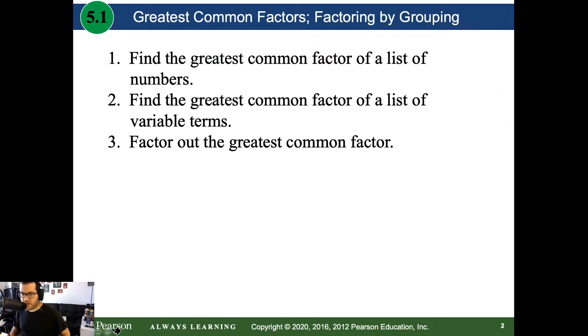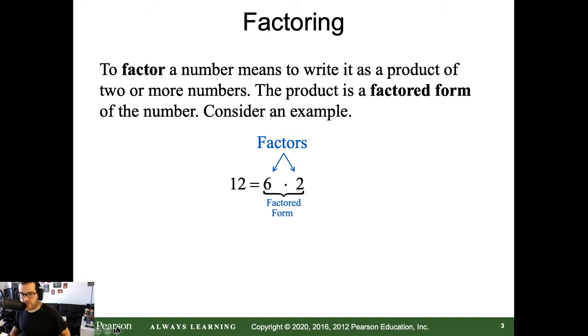So we're going to talk about greatest common factor, both of just numbers and with variables and stuff like that. And I'll give you my trick. I have something called the cake method. Don't worry, it sounds weird, but it's going to make a lot of sense.